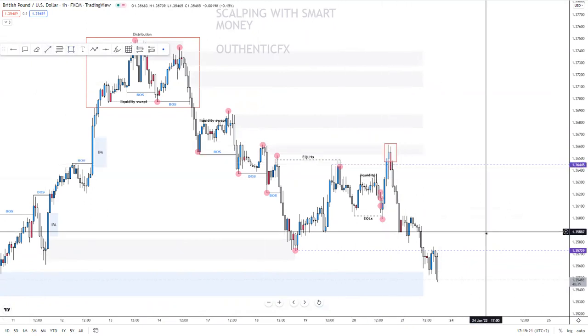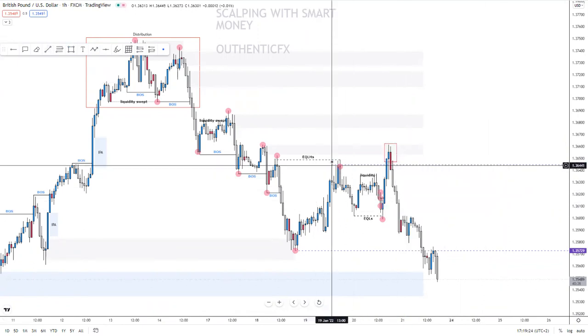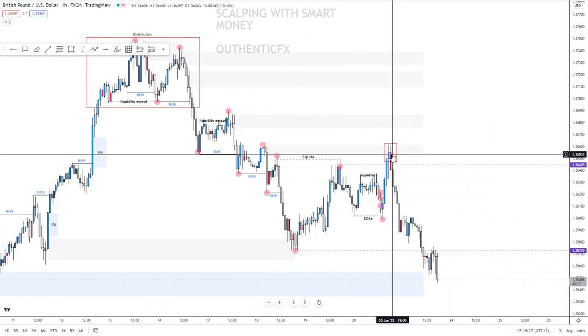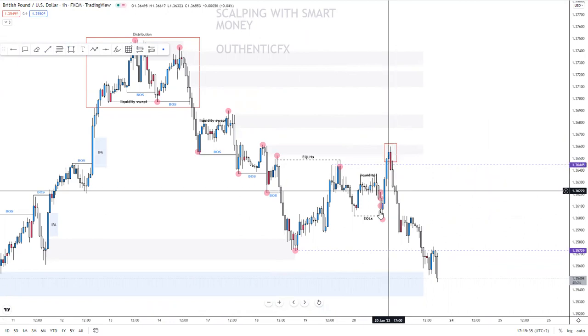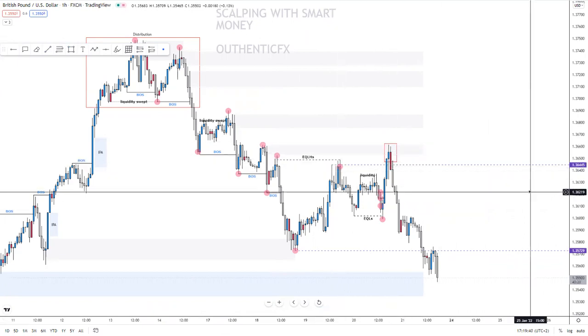So even though we swept liquidity over there, this does not mean that this is a change of structure, because we need to see price now start printing more higher lows and higher highs. Just because we broke structure once to the left here does not mean that the direction has changed yet.